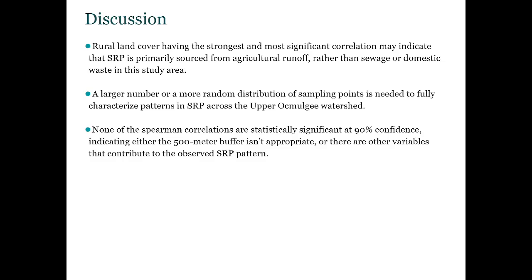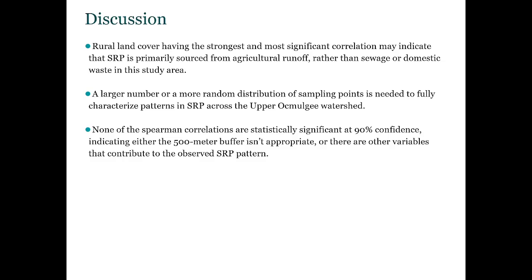Finally, I want to leave you with this last point where none of our experimental correlations quite hit that 90% confidence level that we really strive for in statistical studies. Now, there could be several reasons for this. It could be what I mentioned prior, a limitation in the amount of sampling points. It could also be that the 500-meter buffer was not an appropriate way to indicate the land cover that's contributing to the SRP concentrations we're seeing at each of those points. That's where the sub-basin methodology will be a bit more ideal.